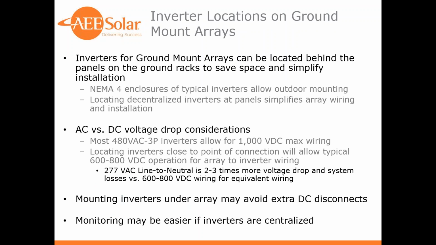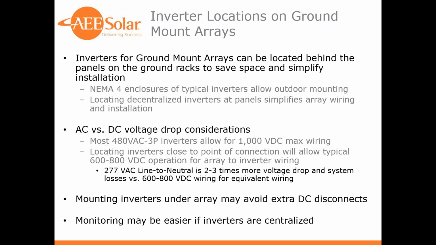Inverter locations. For ground mount arrays with the Snap & Rack or the pile-driven systems, we can put the inverters right behind the modules on the racking. Nice sheltered, shaded area for the inverters, and usually NEMA 4 enclosures, as exemplified by the SIMO inverters. Other inverters might have NEMA 3R. You might have to put a back on those to make sure you don't have water intrusion. But they allow outdoor mounting very nicely. So this very much simplifies the array wiring and installation of these systems.